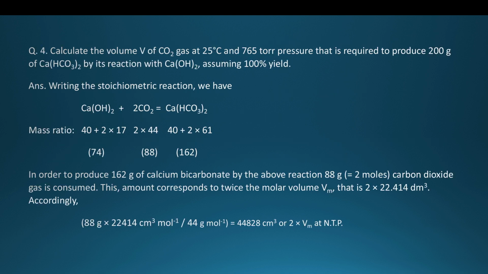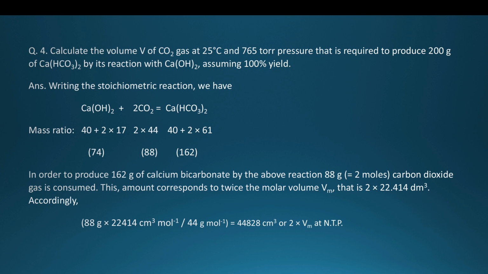Fourth question reads like this. Calculate the volume V of carbon dioxide gas at 25 degrees Celsius and 765 torr pressure that is required to produce 200 gram of calcium bicarbonate by its reaction with calcium hydroxide, assuming 100% yield. Very simple, very interesting question. First we write the stoichiometric equation, calcium hydroxide plus 2CO2 giving calcium bicarbonate. Then we find their mass ratio.